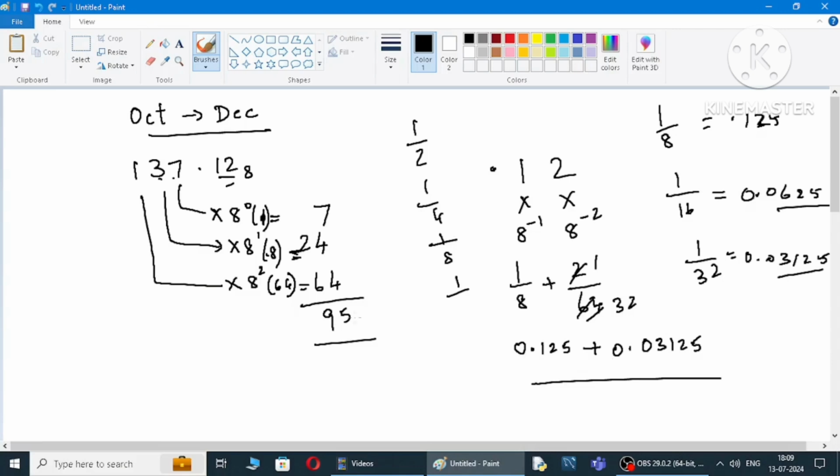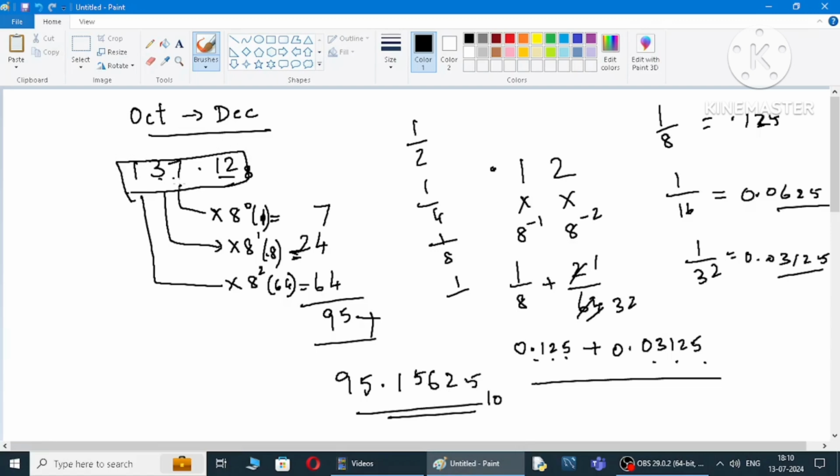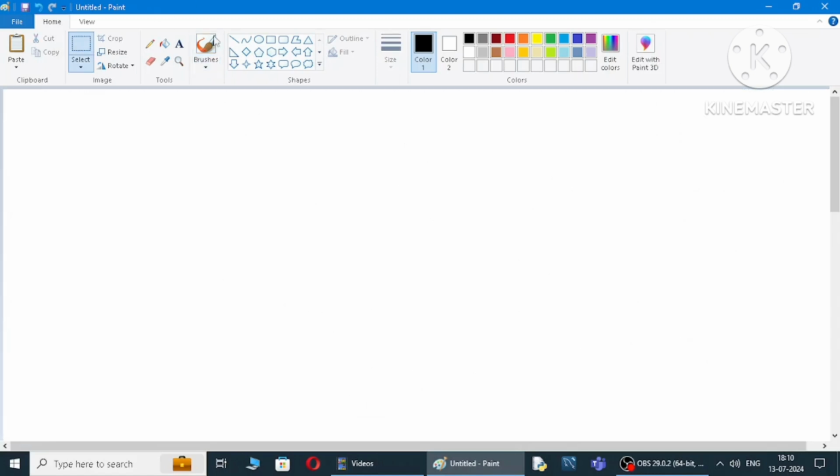Now add these two with 95: 95 plus 0.125 plus 0.03125. This gives you 95.15625. So this is the decimal equivalent of 137.12. So this is how you do octal to decimal number conversion. Next we'll see an example of hexadecimal to decimal conversion.